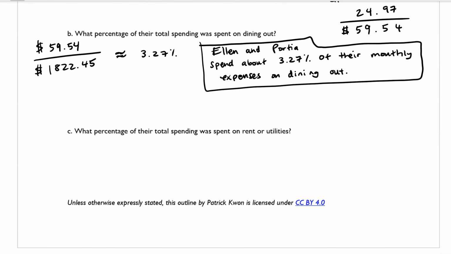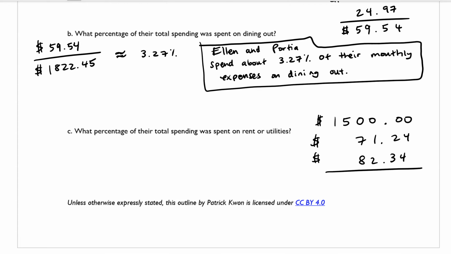Part C says what percentage of their total spending was spent on rent or utilities. So I want to find any item that is either a rent item or a utilities item. So their rent is $1,500 and it looks like they have an Xfinity internet bill that is $71.24. And then it also looks like they have a Puget Sound Energy bill for $82.34. So again, we're working with adding decimals together.